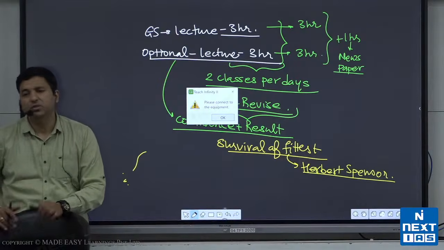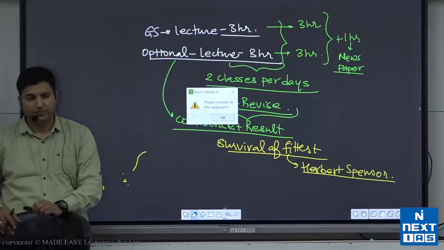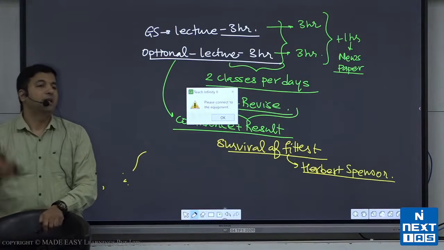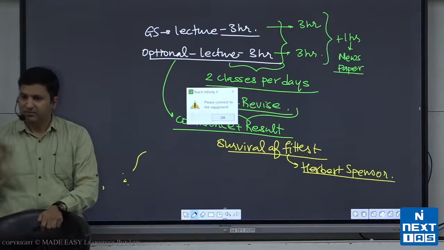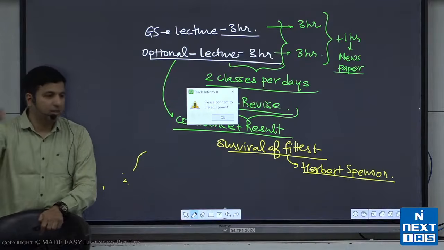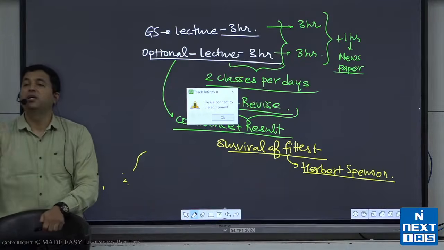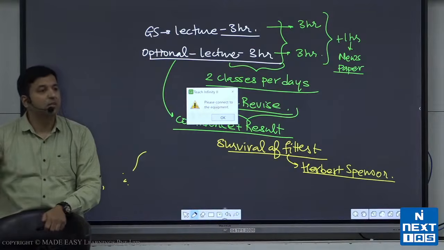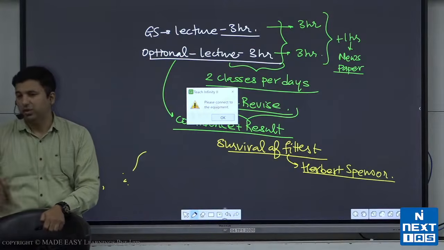How many names are you able to recall? Very few of them. Why? Because they qualify by taking some other optional subject which gave them good marks. But when they join the services, they are not able to develop some kind of confidence among the people for approaching their policies and programs.